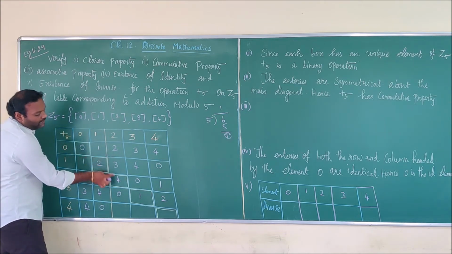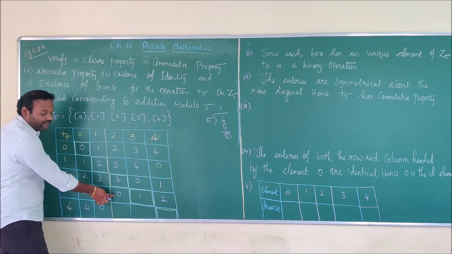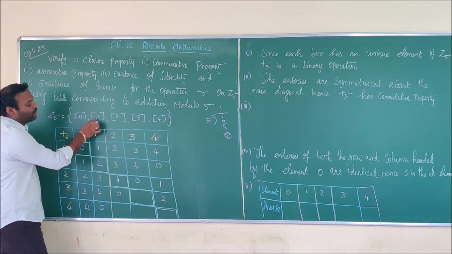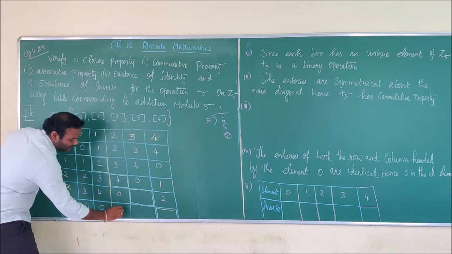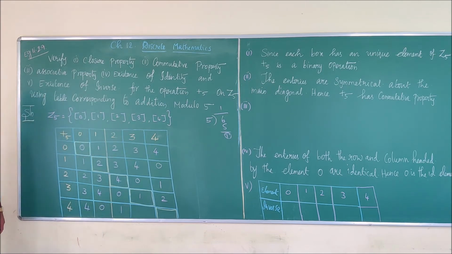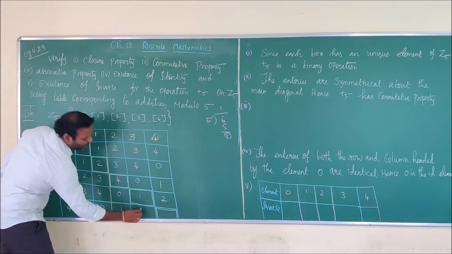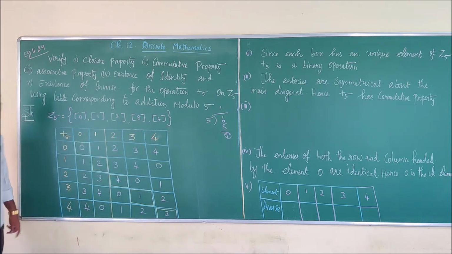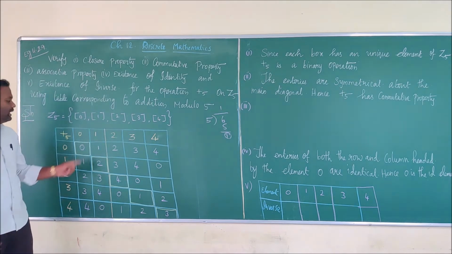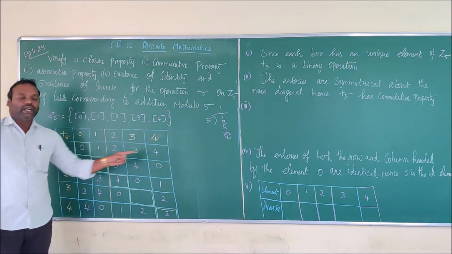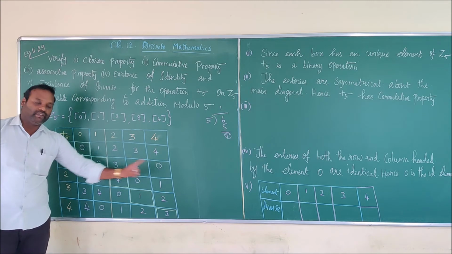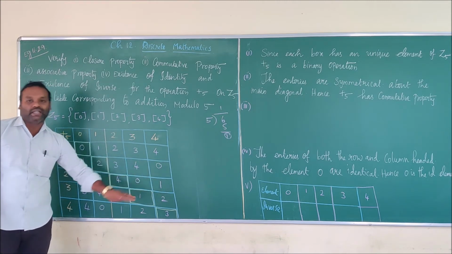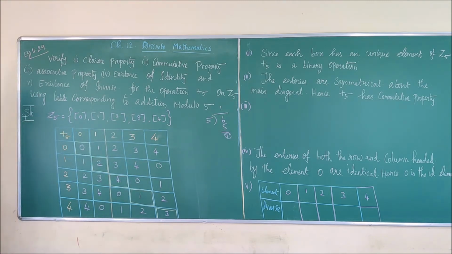Next, 2, 3, 4, 0 is there. What is missing here? 1 is missing. So you just fill up with the 1. Next, here the missing number is 2. Here the missing number is 3. Okay. So this is the method of how to fill the table. If you are filling the first row, after that 1, 2, 3, 4, 0, then 2, 3, 4, 0, 1, like that you can easily fill up this one.